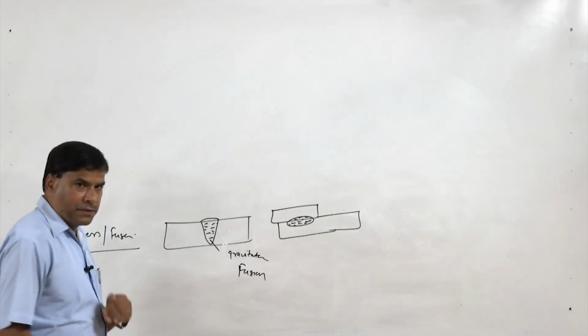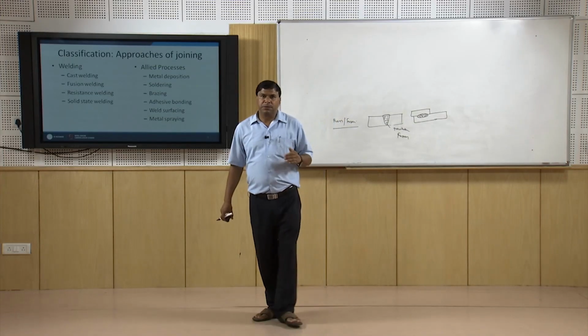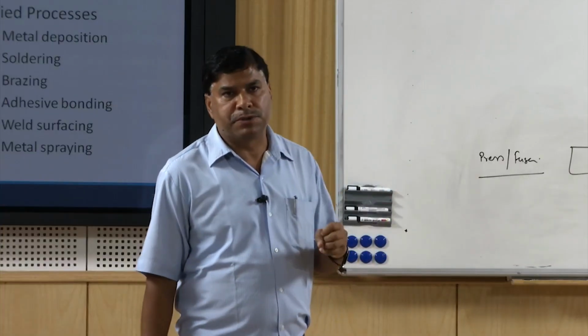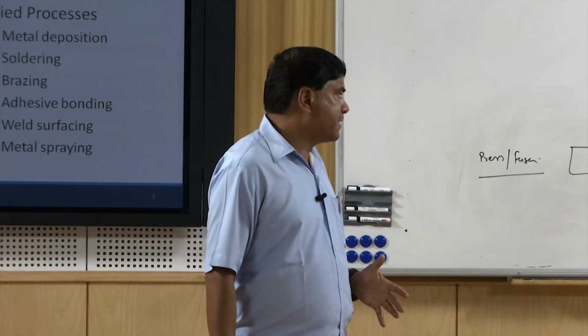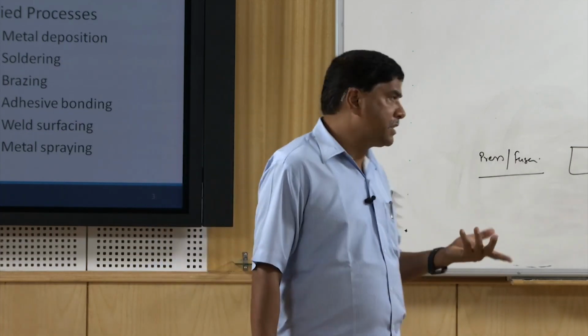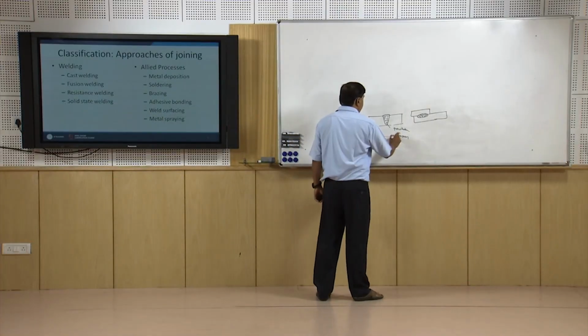So, all those processes where molten metal is generated through the fusion of the faying surfaces, or the weld pool is produced through the fusion of the faying surfaces, and thereafter solidification takes place under normal gravity conditions, are categorized as fusion welding processes.